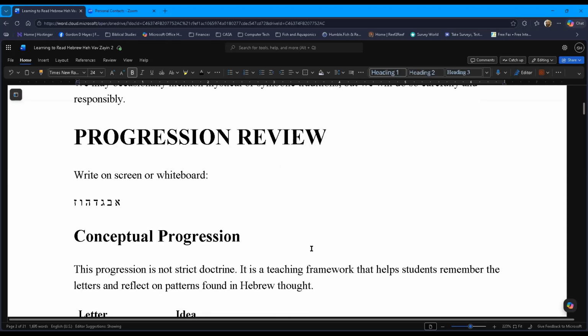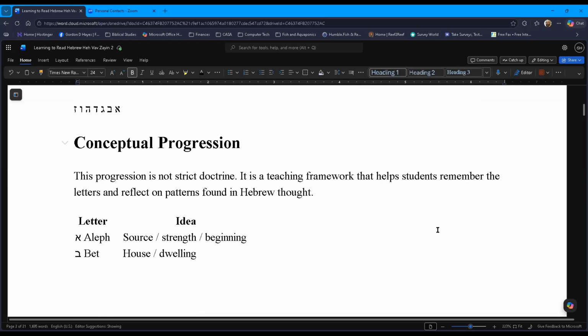So this progression is not strict doctrine. I've seen so many memes online that say this is what this means. Well, that might be what it means to you, and that's fine. But to say this is what it means is something different. It's a teaching framework that helps us as students to remember the letters and to reflect on patterns that are found in Hebrew thought.